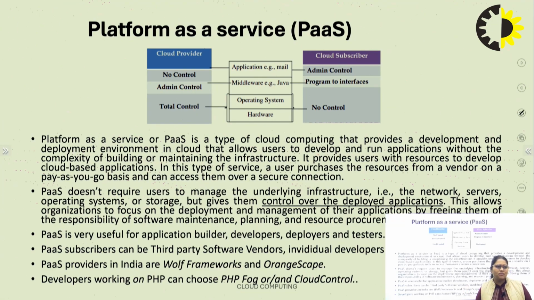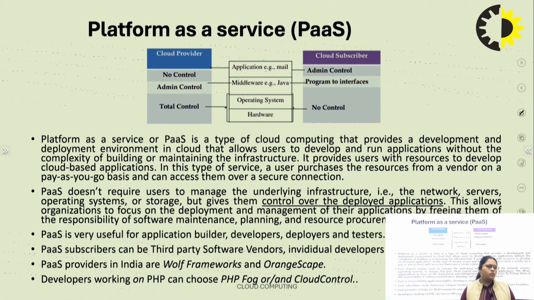So, platform as a service is a type of cloud computing that provides the development and deployment environment to the developers. In the cloud, it allows the user to develop and run the application without the complexity of building or maintaining the infrastructure. For example, if I am using Colab, it's a programming platform. So, there is no need to create the infrastructure on my machine. I have to just write the code there and it will be managed by the provider.